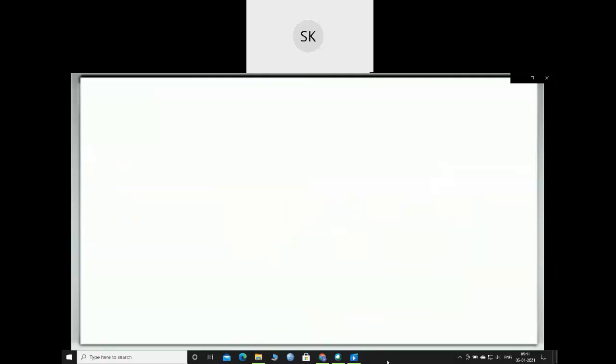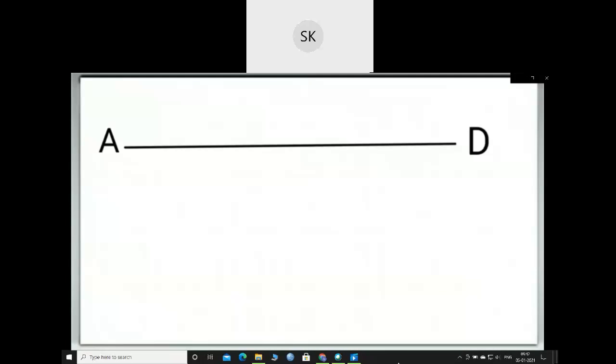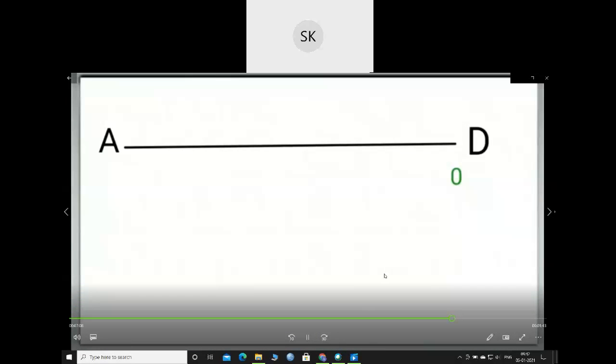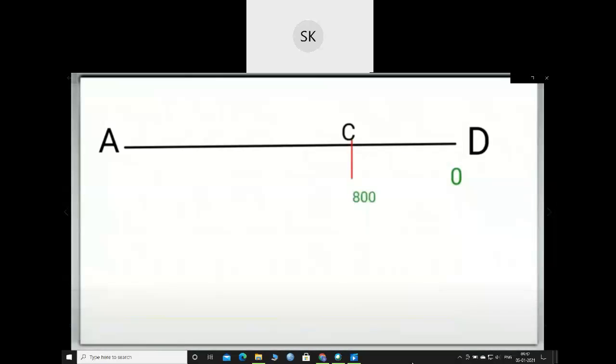For drawing the bending moment diagram, we will start by drawing the span of the beam. Since the bending moment at point D is 0, we will mark this point as 0. As calculated, the bending moment at point C is equal to minus 800 Newton meter. So we will mark this point as minus 800 Newton meter to some scale, and we will join these 2 points by a straight line, since this span follows the straight line rule.